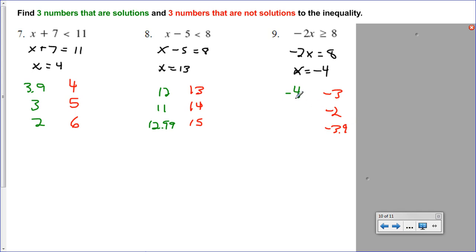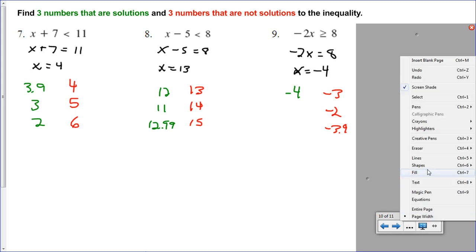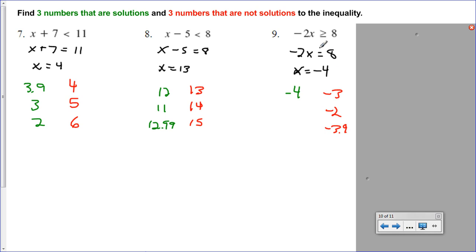So which direction do we have to go to get other solutions? Let's go the other way. Negative 5. Let's try negative 5. Negative 2 times negative 5 is 10, and 10 is greater than 8. So negative 5 is a solution. Negative 6 will be a solution. Negative 4.01 will be a solution, etc.